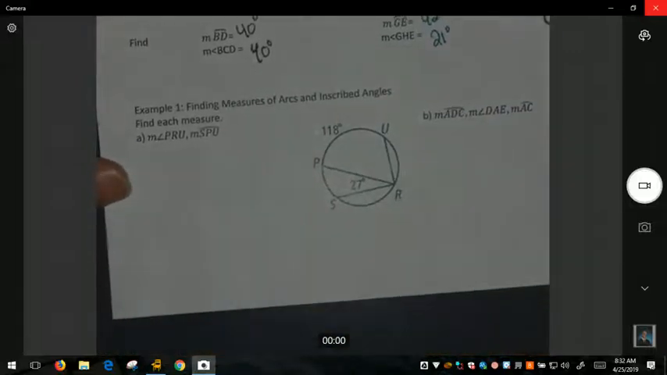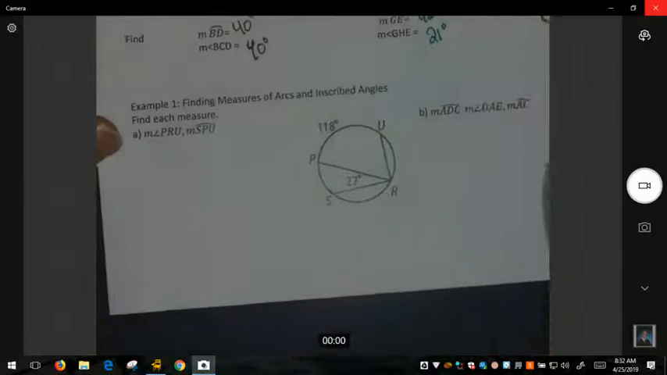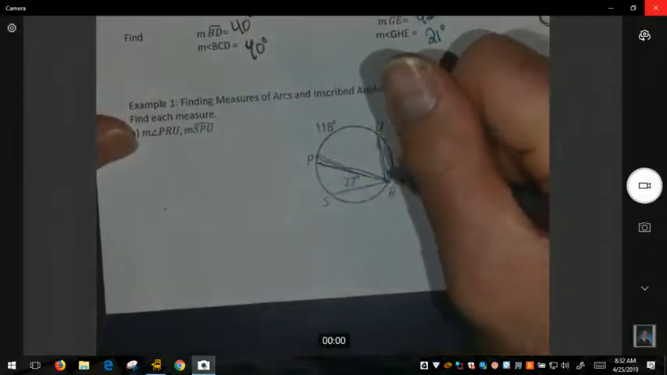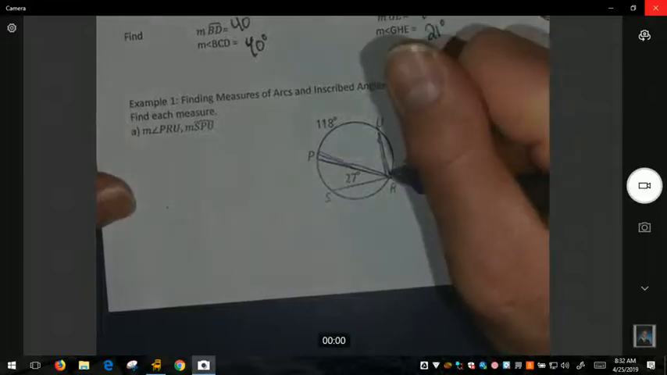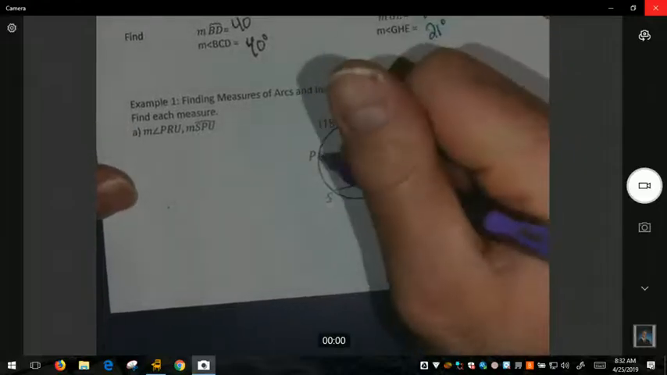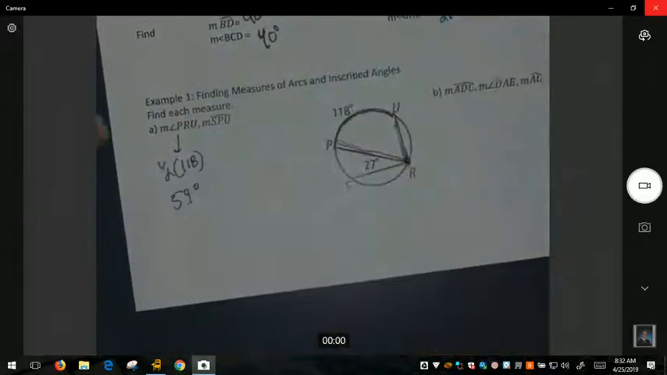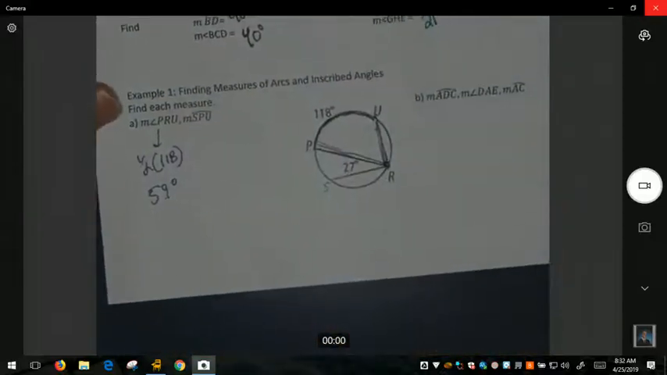Finding measures of arcs and inscribed angles. They want us to find the measure of PRU. So I trace angle PRU. I note that it is an inscribed angle. Its intercepted arc is 118 degrees. So that is half of 118 degrees, or 59 degrees for the measure of PRU.